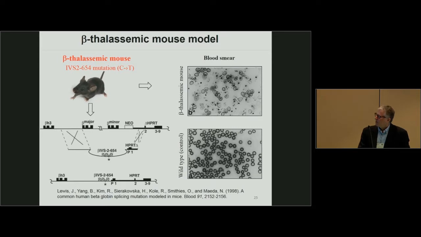And in this model, the mouse beta major and minor loci are replaced by a human beta locus containing that same thalassemia-associated mutation. So this is the human beta-globin gene replacing the mouse beta-globin gene. And so these mice have a version of thalassemia. I should say that the homozygous mice for this mutation are not viable. So what you end up working with are their heterozygotes, but they still have a version of thalassemia with low hemoglobin counts and other problems.